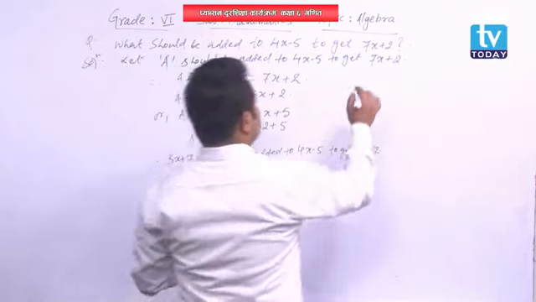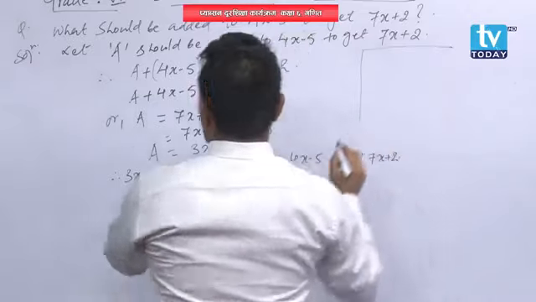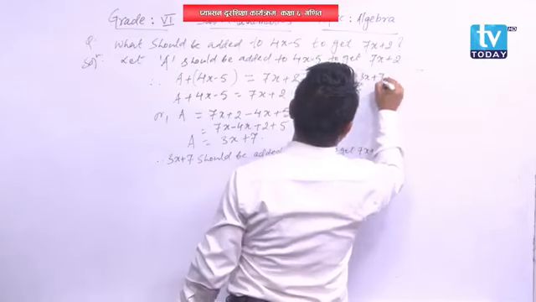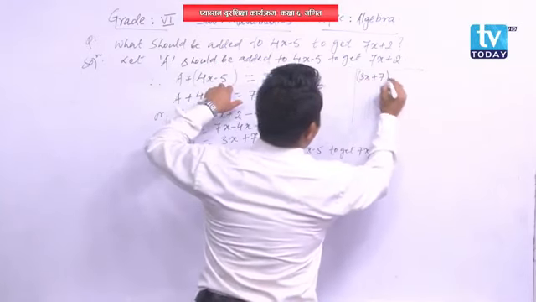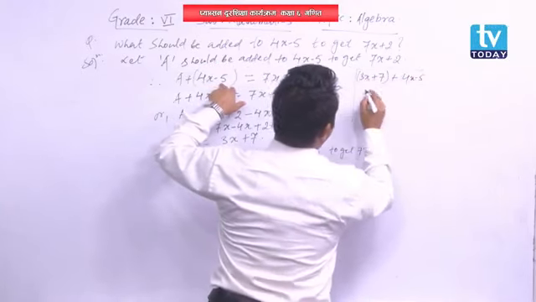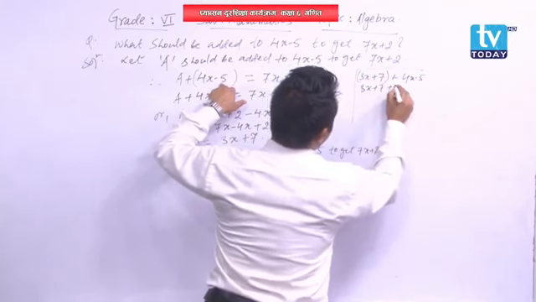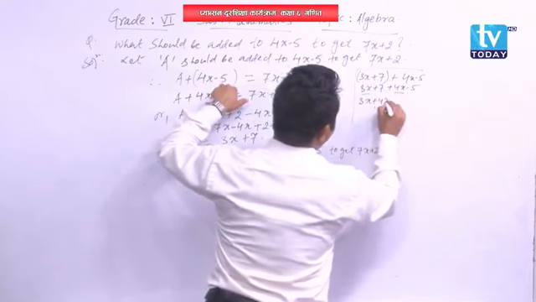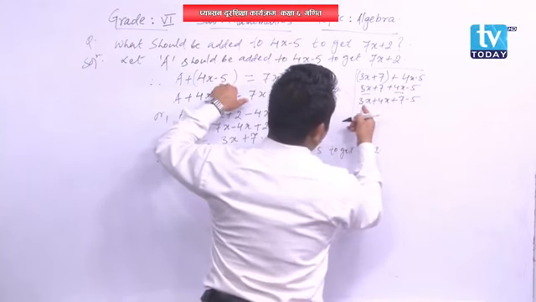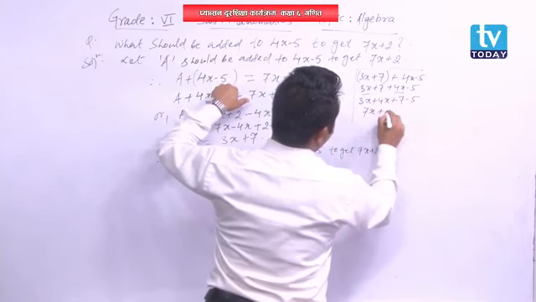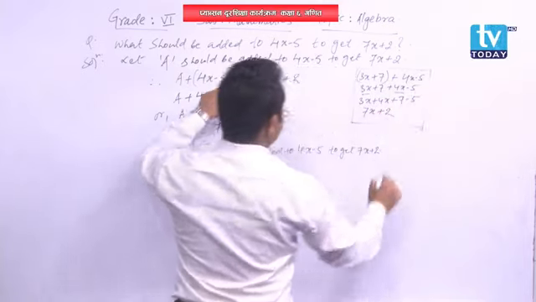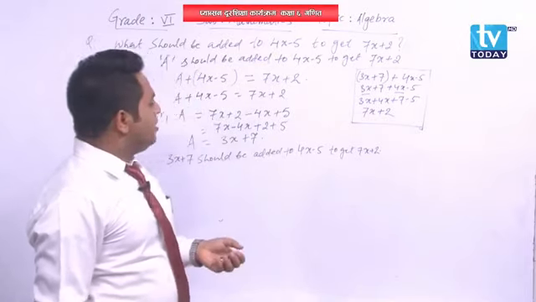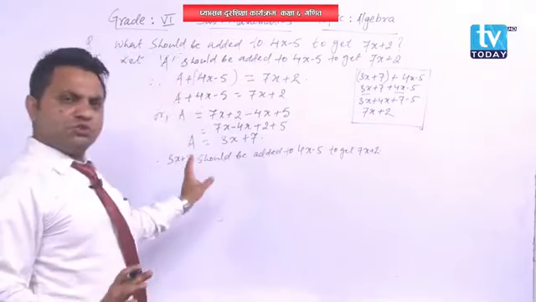Is that clear? Now you can check your answer also. Please check here. We got the value 3x plus 7. We are adding 3x plus 7 plus 4x minus 5. So again, you can arrange the like terms: 3x plus 4x plus 7 minus 5. So 3 plus 4 is 7x plus 2. So our answer is correct. Therefore, 3x plus 7 should be added to 4x minus 5 to get 7x plus 2. Is that clear? Understood this?